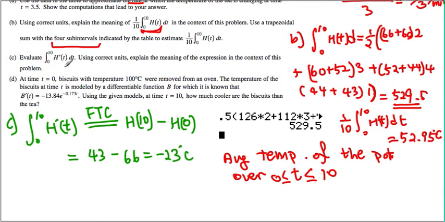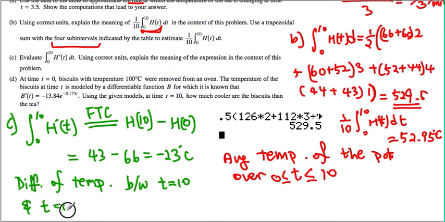Now, to explain the meaning: this will be the difference of temperature between t equals 10 and t equals 0.